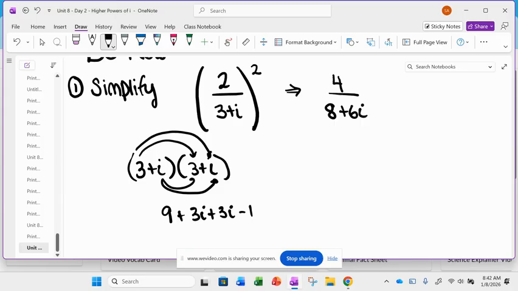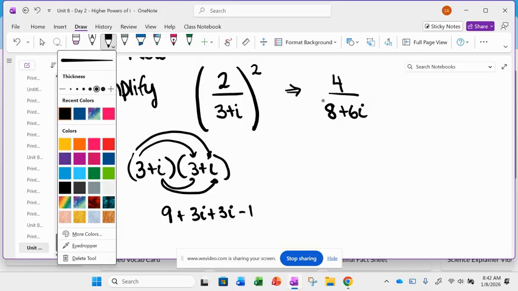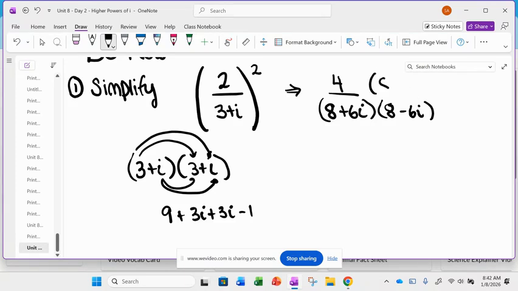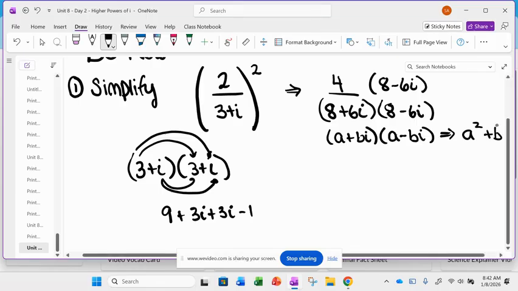Okay, so now what you want to do is from this point, I can't leave it like this. I have to rationalize. So if I have a binomial 8 plus 6i in the denominator, what am I going to multiply it by to get that i to go away? You got it, 8 minus 6i. So now remember, when you have an a plus bi times an a minus bi, we're going to end up with an a squared, not minus b squared. What do we get? a squared plus b squared.